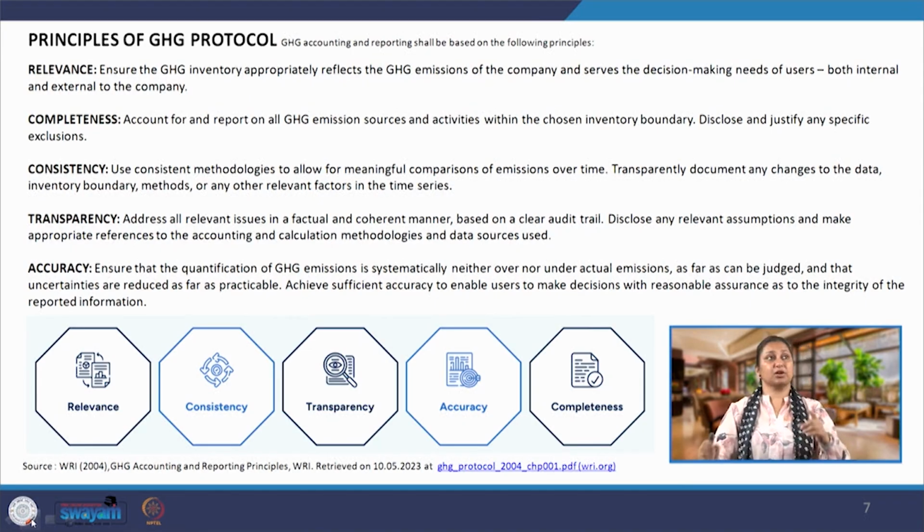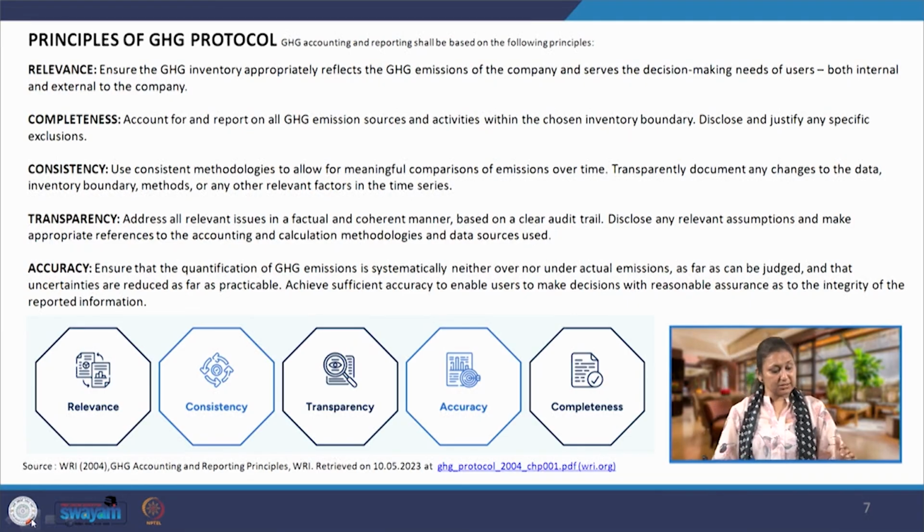While we might be thinking, okay, I have considered everything within this building envelope, the materials, the energy consumption that is going in and a lot of things, a small thing like this which might eventually have a huge impact is left out. This is what we are talking about as completeness of the inventory. All the emission sources and activities within the chosen inventory boundary have to be included, they have to be complete. Only then will we be really reporting the correct GHG emissions.